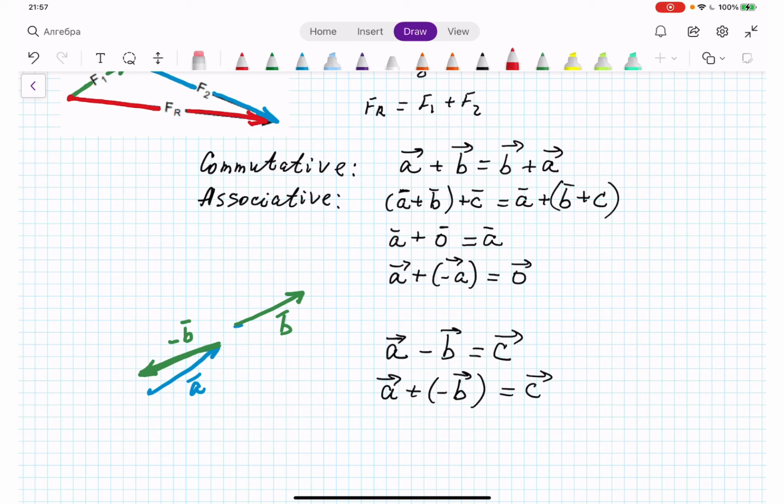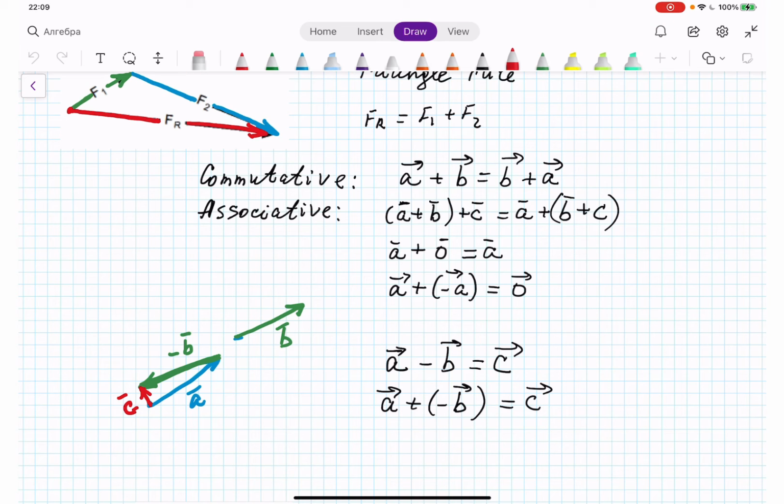And the result is going to be the resulting vector C. I'm connecting from the beginning of vector A to the end of negative B. This is going to be vector C. Okay, so you just use the opposite direction and you will get subtraction. Okay, next.